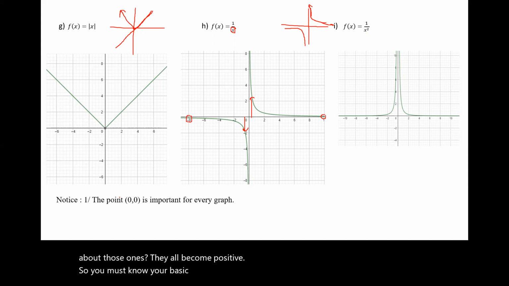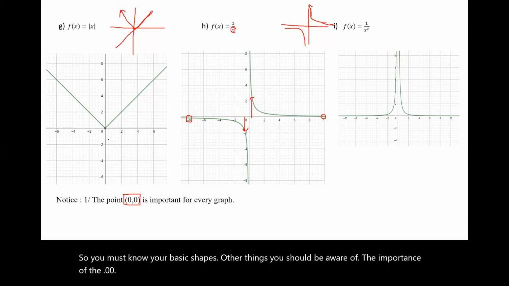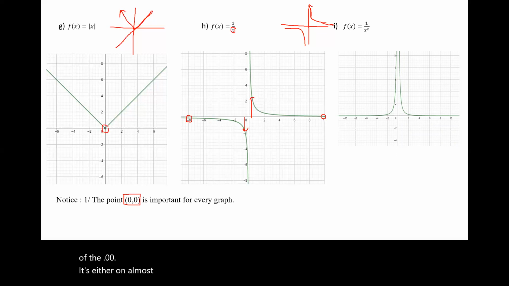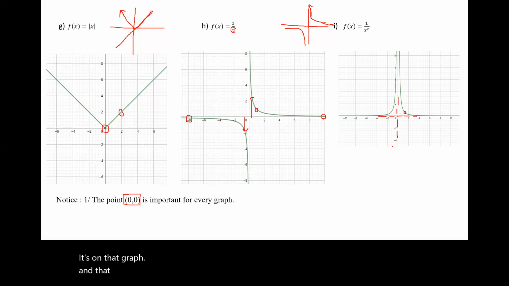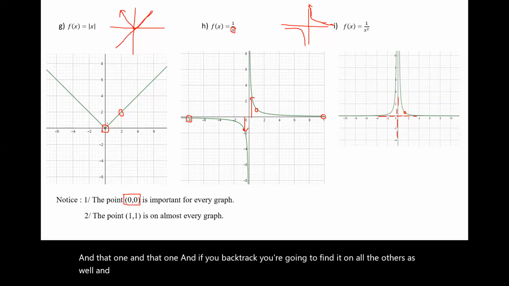Other things you should be aware of. The importance of the point 0, 0. It's either on almost every single graph we've drawn, or it's where the asymptotes intersect. So a really important point for almost every graph we've drawn. Can you name another point that's important? How about 1, 1? It's on that graph, and that one, and that one. And if you backtrack, you're going to find it on all the others as well. And that just helps you get a sense of how quickly to make your graphs go up.